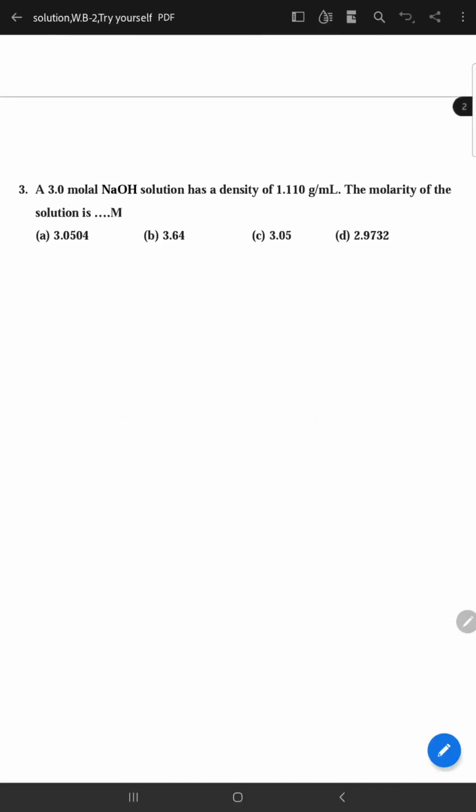Question number 3. A 3 molal NaOH solution has a density of 1.10 gram per ml. Remember, 3 molal NaOH. What is the meaning of 3 molal NaOH? A 3 molal NaOH solution means 3 mole of NaOH dissolved in 1 kg of solvent. That is the meaning: 3 mole of NaOH in 1 kg of solvent.